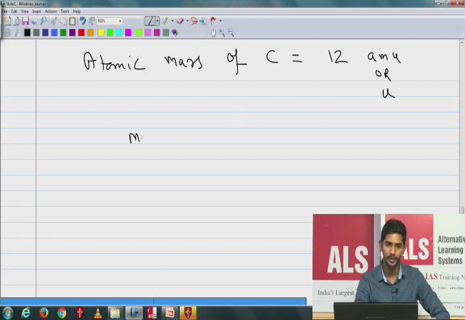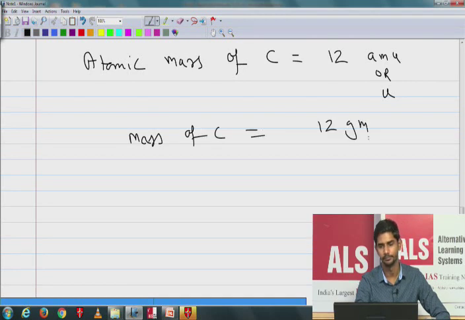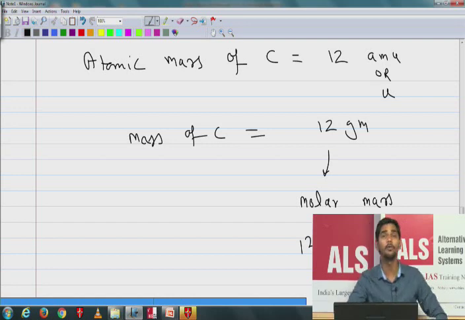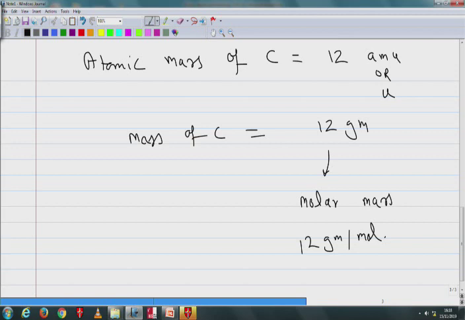So if I calculate this mass in gram, this actually becomes the molar mass, and its unit comes out to be 12 gram per mole. Gram will always be introduced with the mole. It means how many grams a mole of carbon-12 contains. You can check one interesting thing over there, that the magnitude was exactly the same.